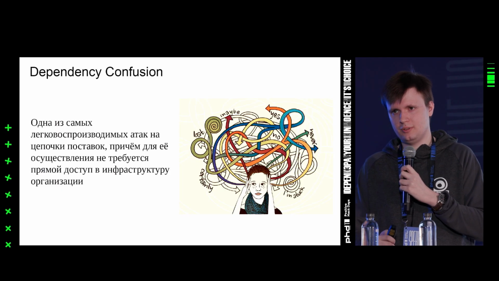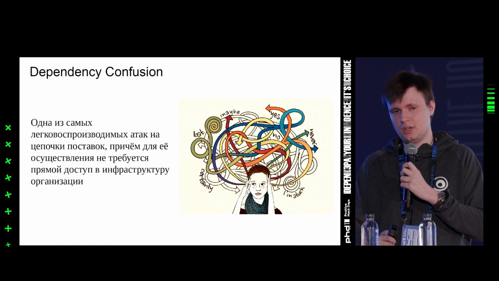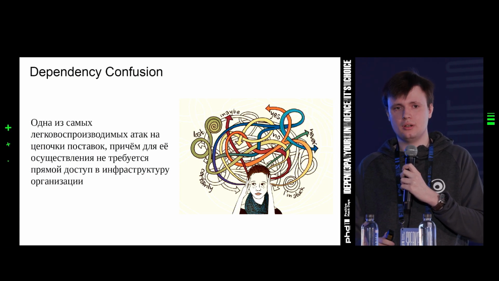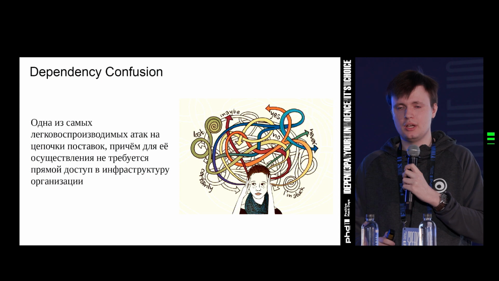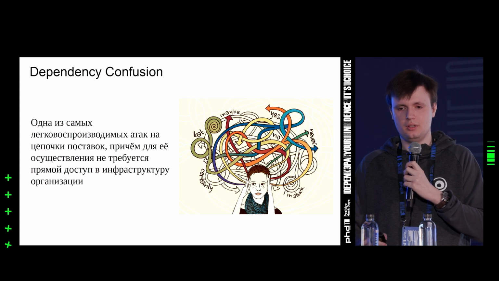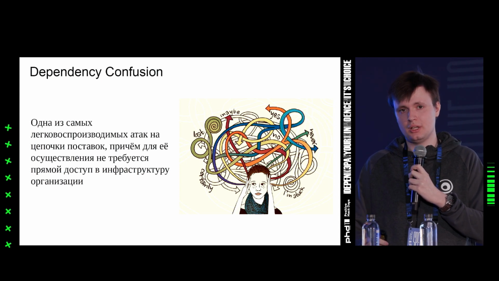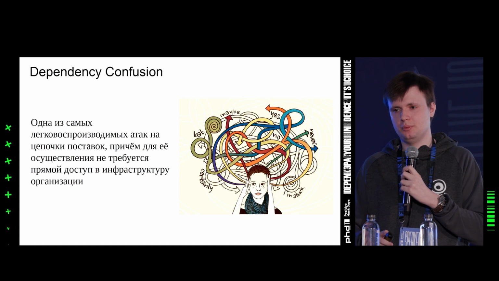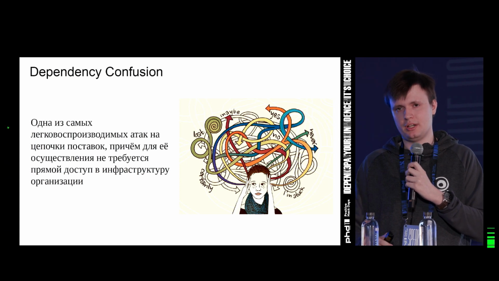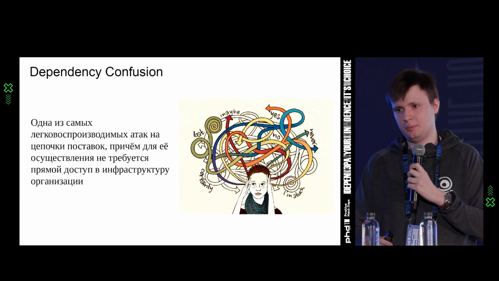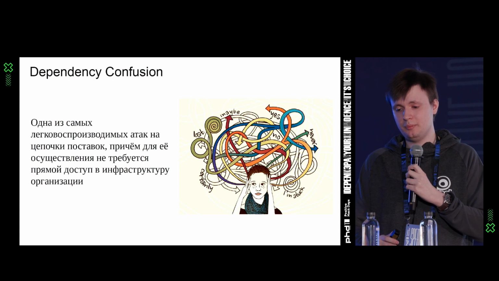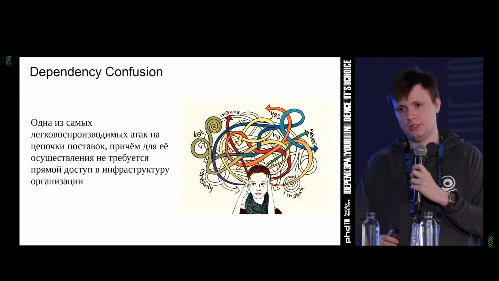And we have one of the important attacks, dependency confusion. It is pretty straightforward. To build the projects, we use libraries. They can be third-party ones. They can be available from the public repositories, and they can be private. They can be stored in the repositories inside the company.